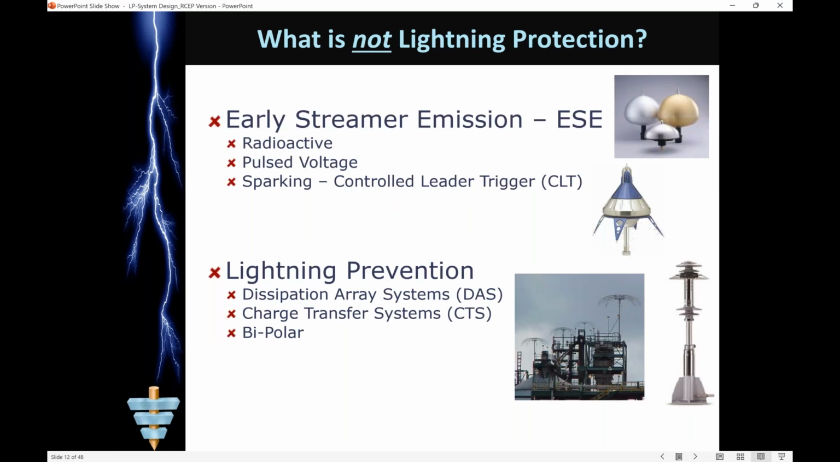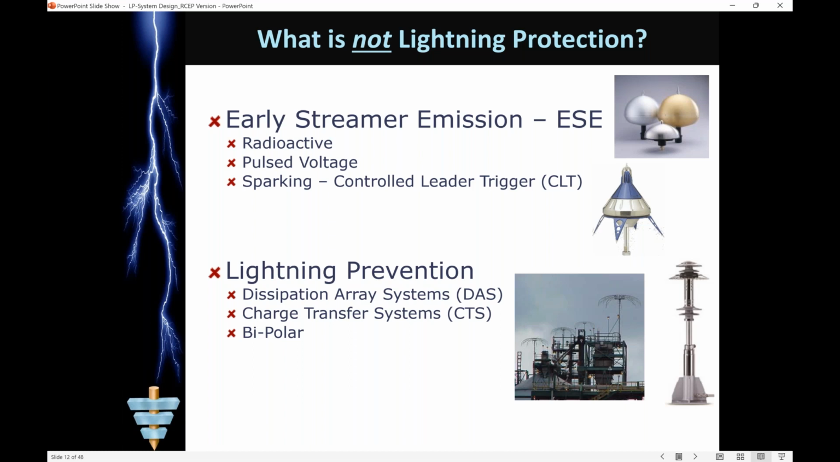What is not lightning protection? Well, from NFPA 780, we go off of the Franklin rod design. There are other designs out there called early streamer emission systems. They can be radioactive. They're pulse voltage. They have controlled leader systems. These systems tend to, for lack of a better terminology, attract a lightning strike, and then it's going to take it supposedly safely to ground.